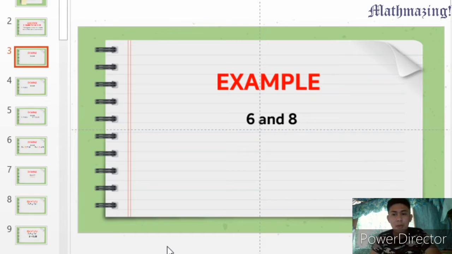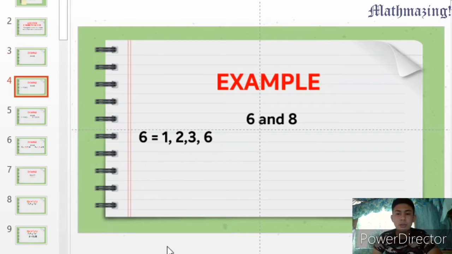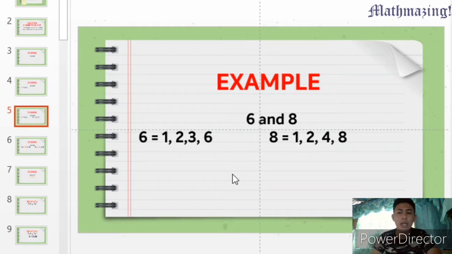So ang una natin gagawin, we have to get the factors of 6 and then the factors of 8. Pag sinabi natin factor, ito yung number na pwede makapag-divide sa ating given. So sa 6, we have the factors 1, 2, 3, 6. Example nito, we have 6 divided by 1, the answer is 6. 6 divided by 2, the answer is 3. 6 divided by 3, the answer is 2. 6 divided by 6, the answer is 1. So that is what we call factor. So the factor of 8 naman is we have 1, 2, 4, and 8.